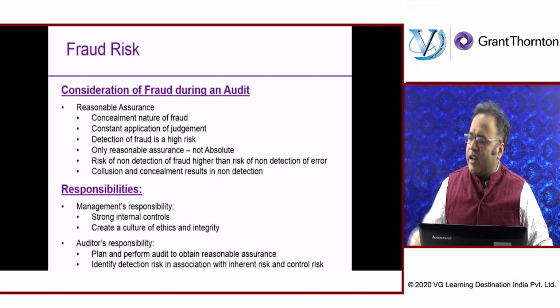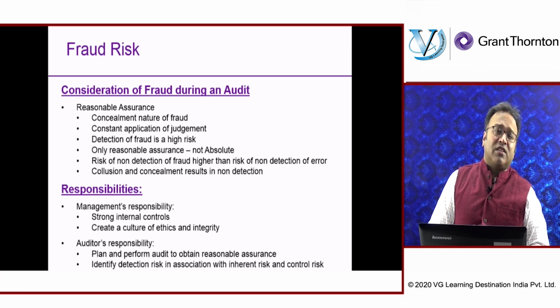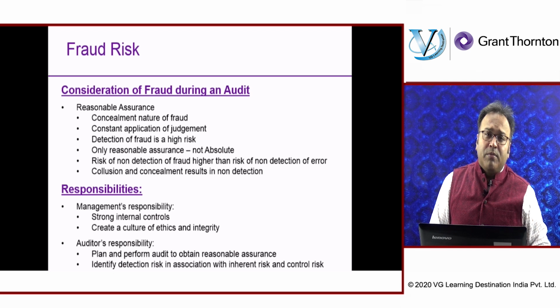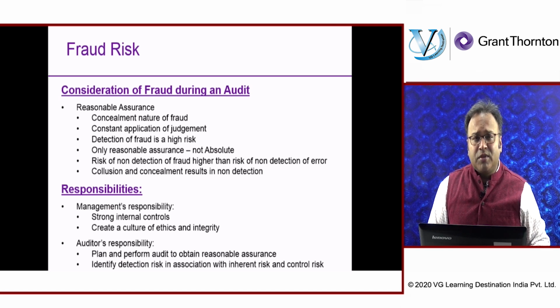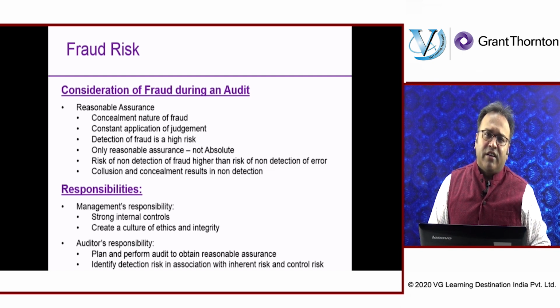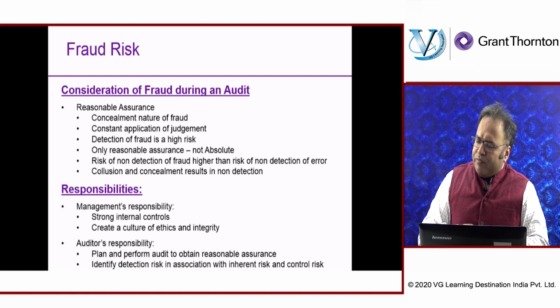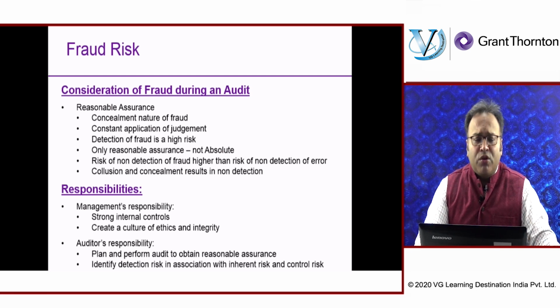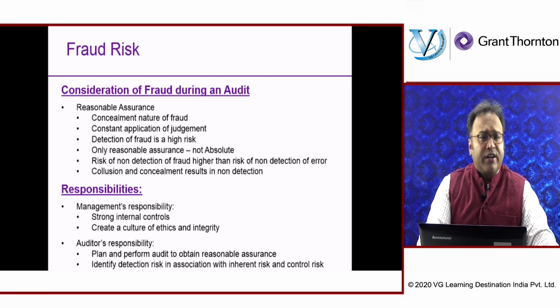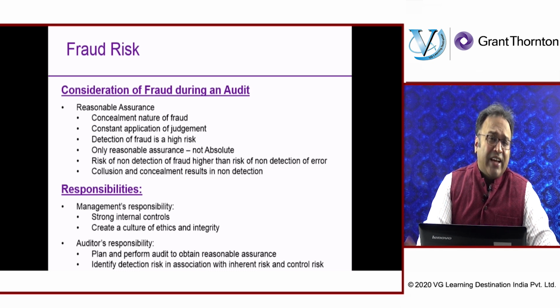So both the parties are equally responsible. In the case of Satyam, we saw what happened to PwC, what happened to the CEO of the organization. For Enron and WorldCom, as well as Waste Management, Arthur Andersen had to be dissolved in entirety, one of the auditing firms, because they didn't perform the activities which were required to be performed at that particular point of time. So as an auditor, we should also take into consideration fraud during an audit. We should take reasonable assurance.